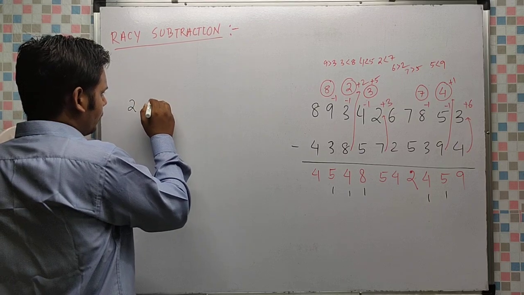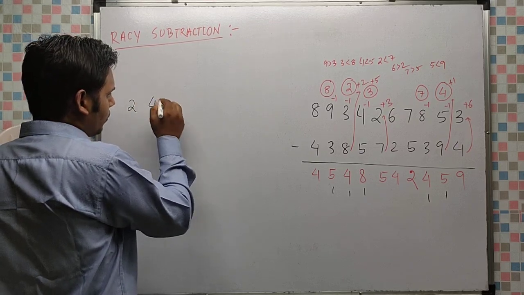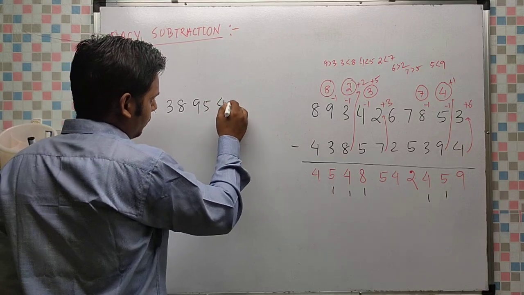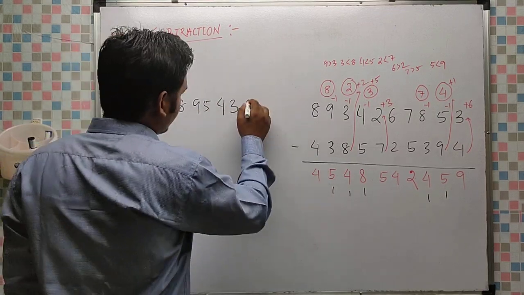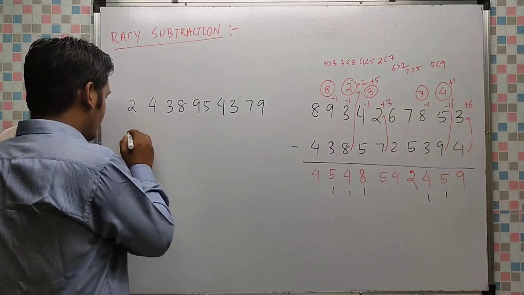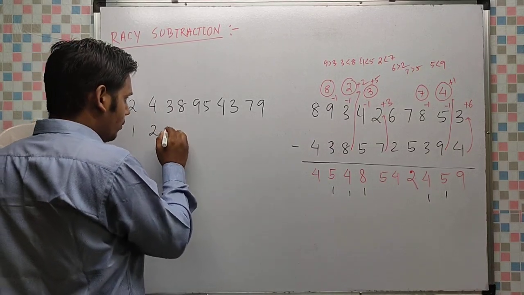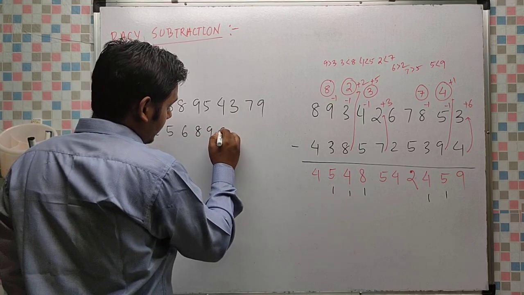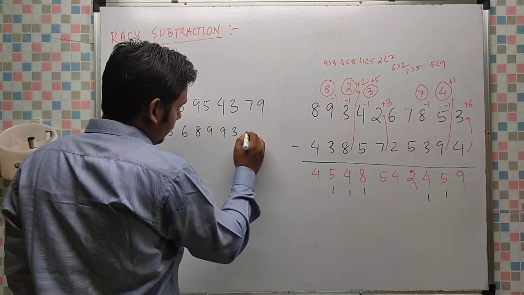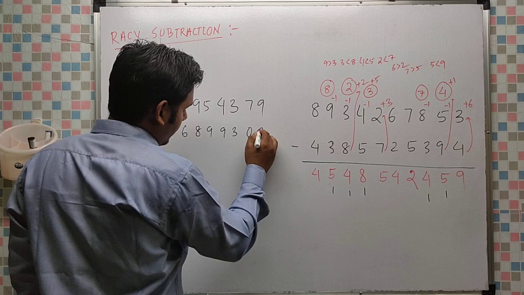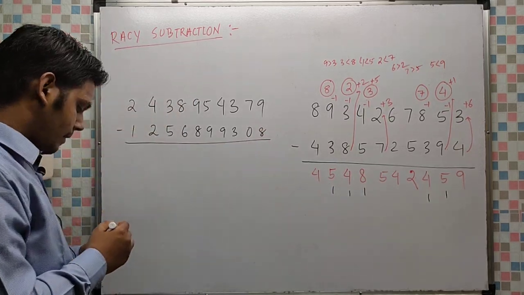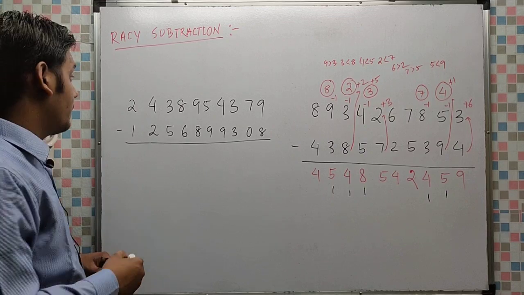2, 4, 3, 8, 9, 5, 4, 3, 7, 9 minus 1, 2, 5, 6, 8, 9, 9, 3, 0, 8. The same method you have to apply.